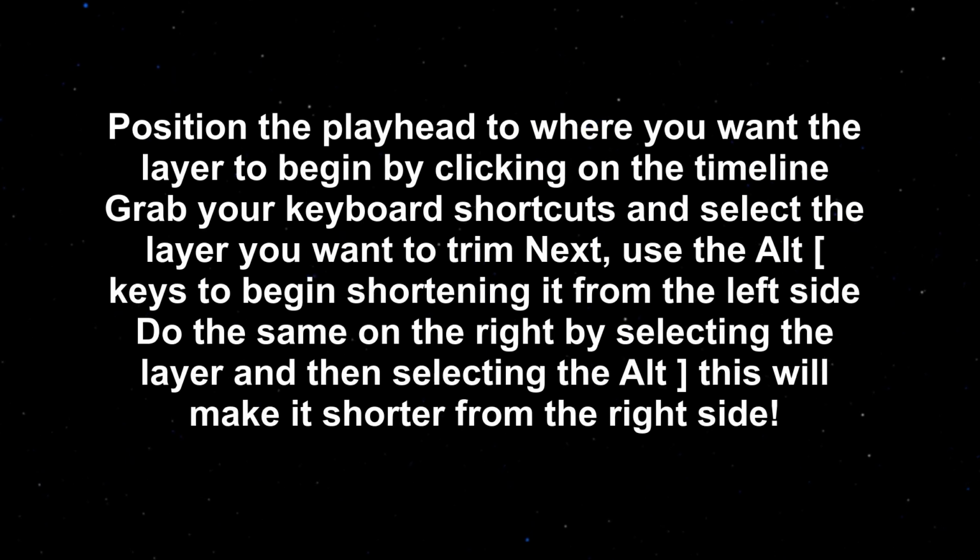Position the playhead to where you want the layer to begin by clicking on the timeline. Grab your keyboard shortcuts and select the layer you want to trim next. Use the Alt keys to begin shortening it from the left side. Do the same on the right by selecting the layer and then selecting the Alt. This will make it shorter from the right side.